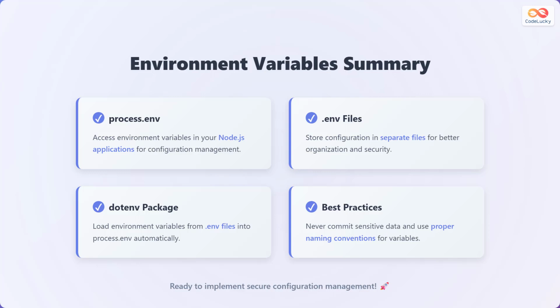In summary, you can access environment variables in your Node.js applications for configuration management using process.env. You can store configuration in separate files for better organization and security using .env files. You can load environment variables from .env files into process.env automatically using the dotenv package. And it's very important to follow the best practices, which include never committing sensitive data and using proper naming conventions for variables. Now you're ready to implement secure configuration management.